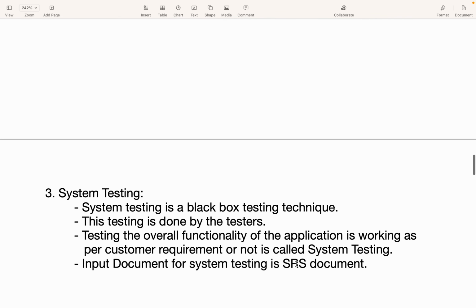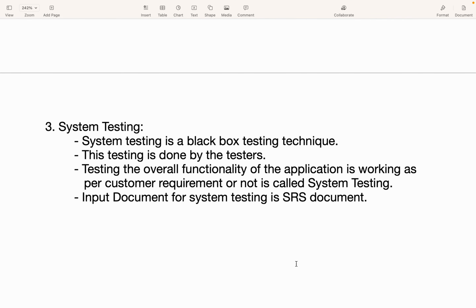Third is system testing. System testing is a black box testing technique. This testing is done by the testers. Testing whether the overall functionality of the application is working as per customer requirements or not is called system testing. The input document for system testing is the SRS document.